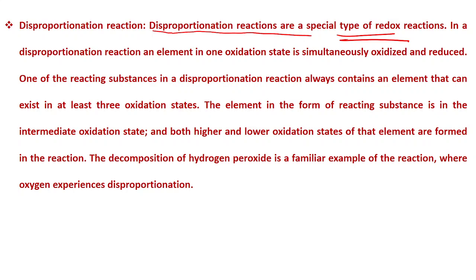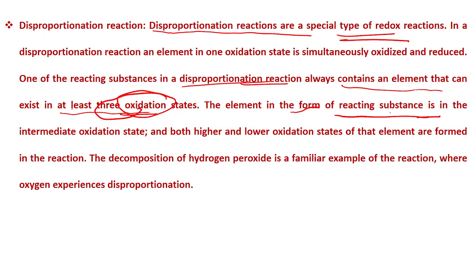You see here, one of the reacting substances in a disproportionation reaction always contains an element that can exist in at least 3 oxidation states. It means a minimum of 3 oxidation states should be possible in the reactant phase. Now the element in the reacting substance is in the intermediate oxidation state, and both higher and lower oxidation states of the element are formed in the reaction. The decomposition of hydrogen peroxide is familiar with this one, you see here.